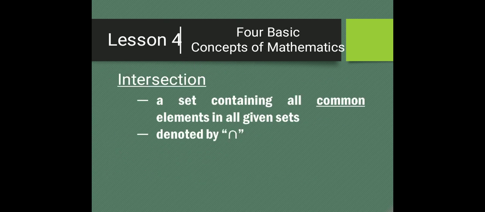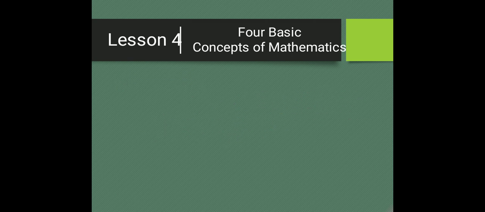We will now move on to the second operation, which is the intersection of sets. Okay, intersection, a set containing all common elements in a given set. Okay, denoted by, okay, that symbol. Now, punta tayo. Again, ano yung intersection? Okay, lahat ng common elements sa given sets. So, madali lang itong intersection.